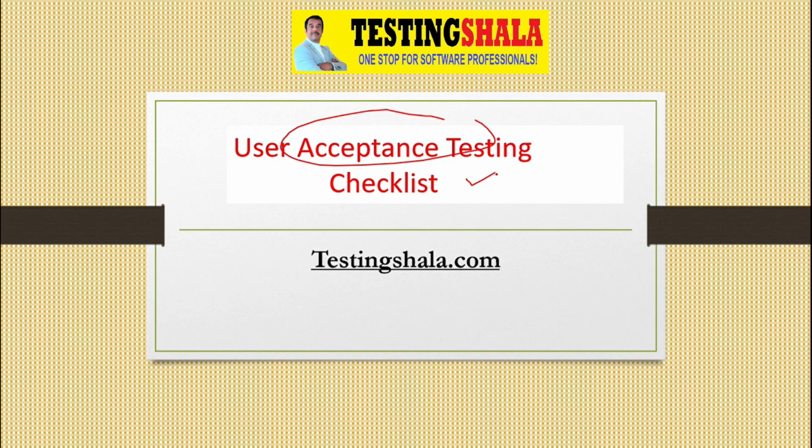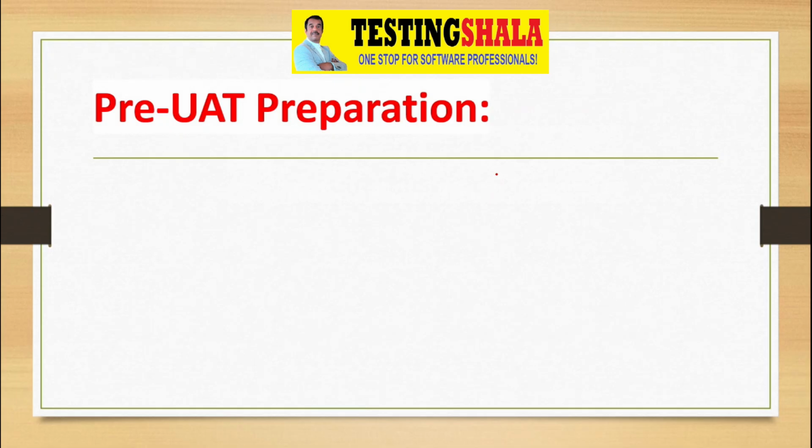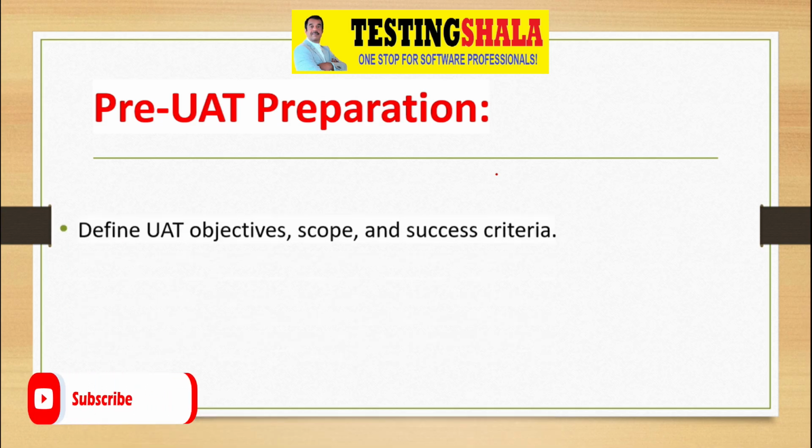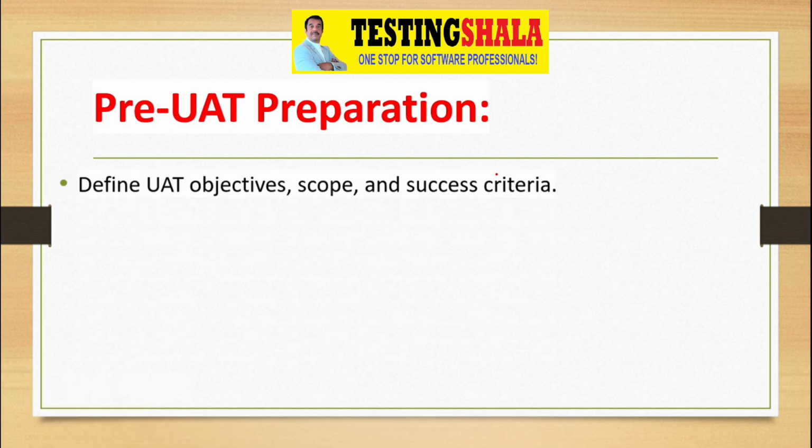Let's go one by one. The first checklist we have to look at is, before we start UAT, which is pre-UAT, what are the detailed things we have to prepare? That is a list of things we have to perform. One is, we'll have to define the UAT objectives, scope, as well as success criteria before we start UAT. That we have to clearly define. That is one of the criteria.